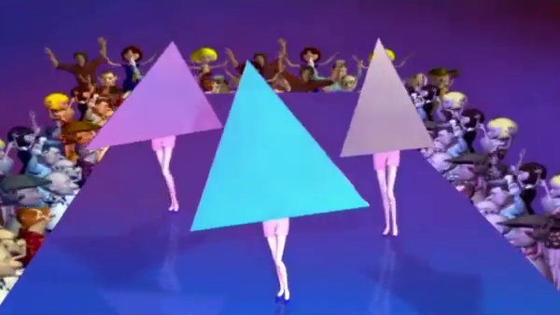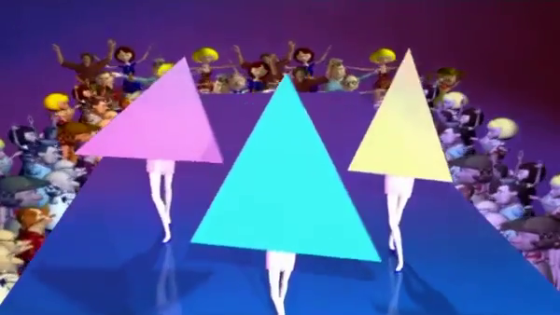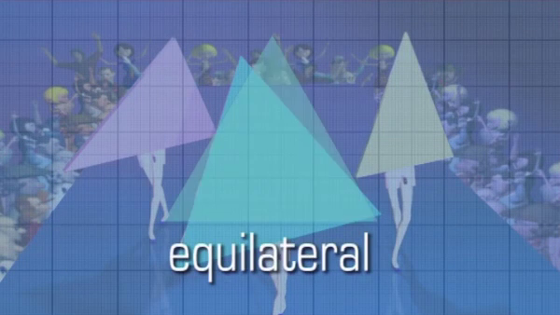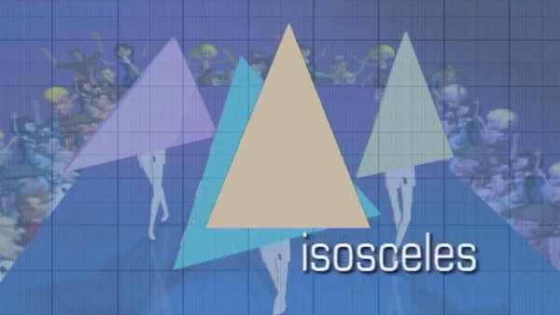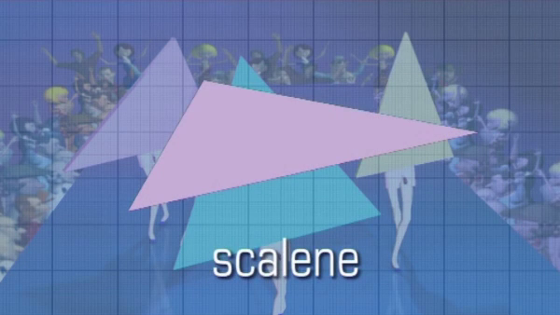Not forgetting that trio of lovelies, the triangles. Equilateral with 3 equal sides and 3 equal angles. Isosceles, just 2 equal sides and 2 equal angles. And scalene, well, no equal sides here and no equal angles makes scalene unique.